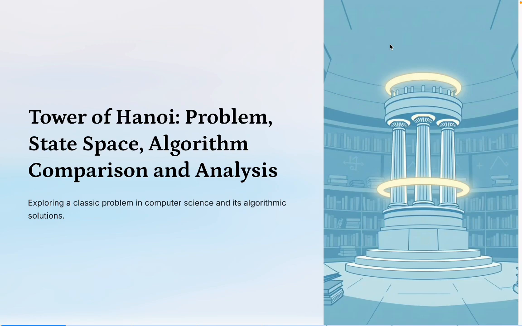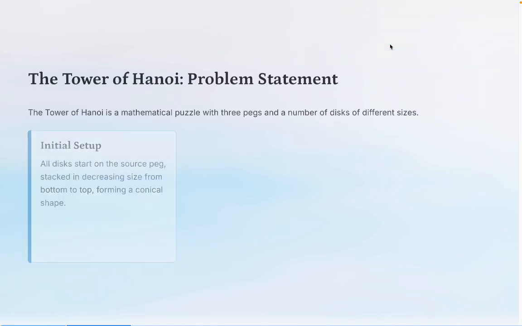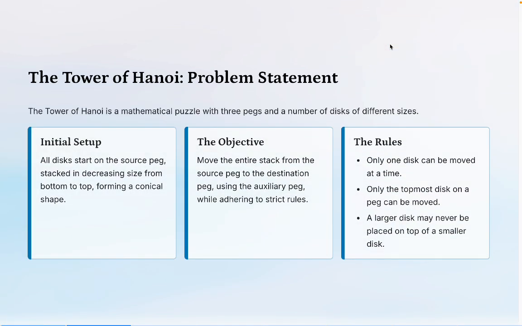Following these rules: only one disk can be moved at a time, only the top disk of a peg can be moved, and a larger disk cannot be placed on top of a smaller one. This covers the introduction part: the initial setup, objective, and the rules. As we have discussed, only the topmost disk on a peg can be moved, and a larger disk may never be placed on top of a smaller disk.